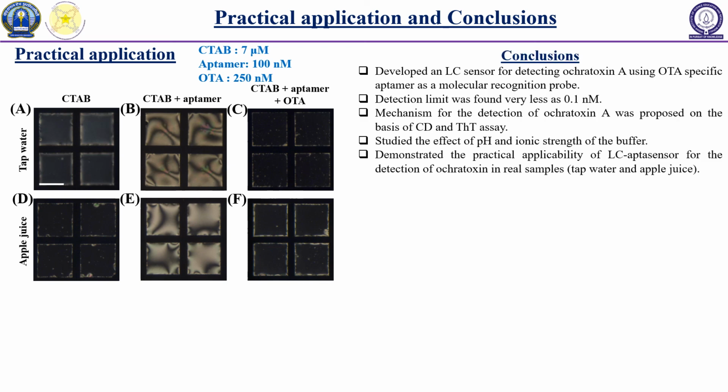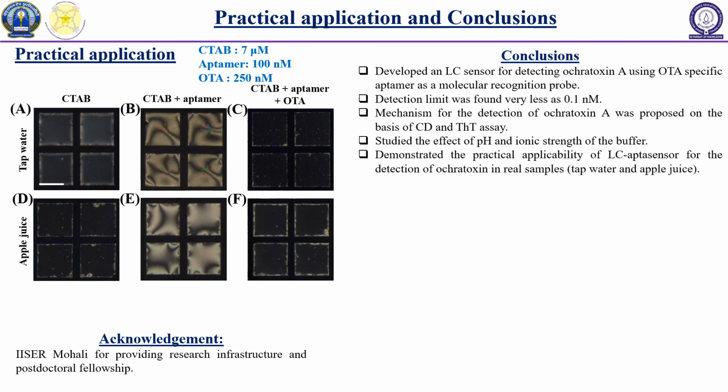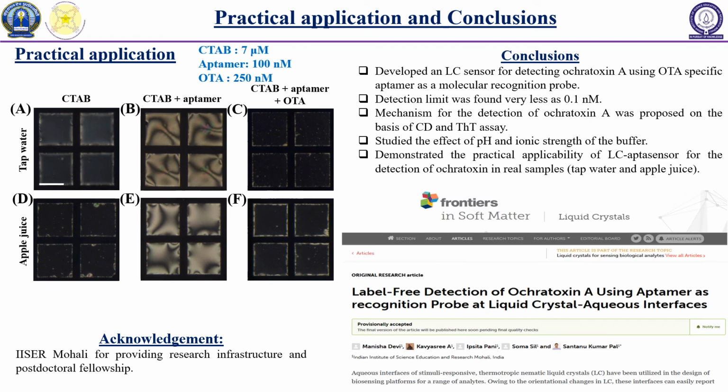Now, the conclusion of the talk. We developed an LC sensor for detecting ochratoxin A using an OTA-specific aptamer as a molecular recognition probe, and we found the detection limit to be very low, 0.1 nanomolar. We proposed the mechanism on the basis of the CD and THD assay. We also studied the effect of pH and ionic strength of the buffer on the detection of the OTA using this LC-APTA sensor. We also demonstrated the practical applicability of the LC-APTA sensor for the detection of OTA in real samples. We have published this work in Frontiers in Soft Matter.